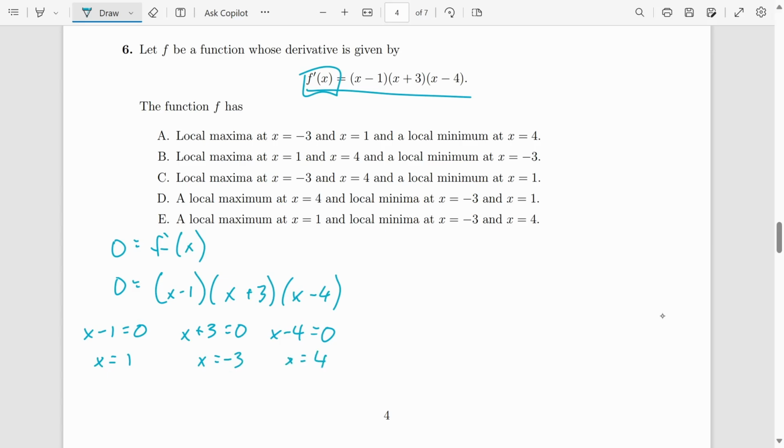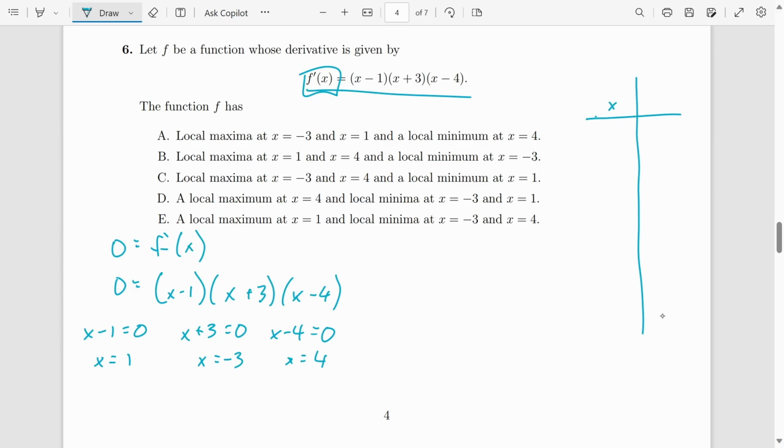So it looks like we have three critical points, and we're probably also going to have three maxima or minima. Sometimes you have less than that. Sometimes critical points can be weird, but most of the time the number of critical points that you have is the same as the number of combined maxima and minima. So now that we have our critical points, let's set up our T-chart and figure out which is a maxima and which is a minima.